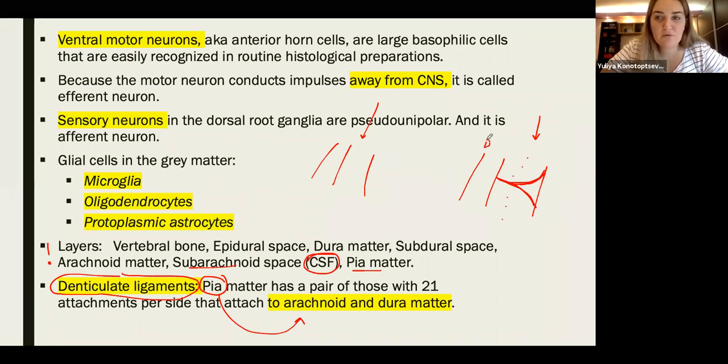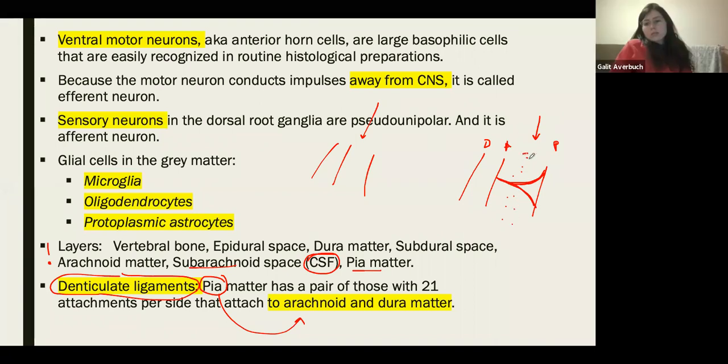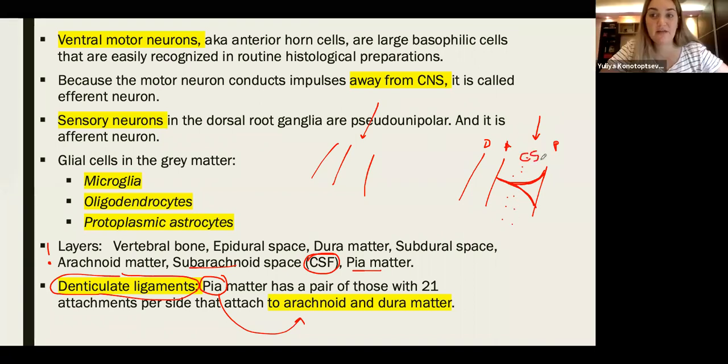If this is dura, this is arachnoid, this is pia, what is in this space? CSF. Blood vessels are going to be there as well, but CSF is what is important, okay? So cerebrospinal fluid. If we didn't have denticulate ligaments, what would happen to all of the CSF?